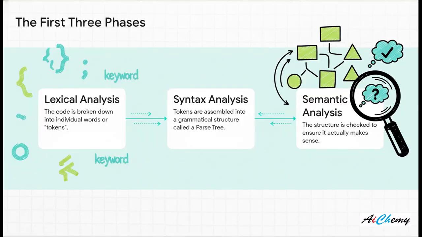So it all starts with lexical analysis. This phase just chops your code up into individual words, or, as they're called, tokens. Then those tokens get passed to the syntax analysis phase, which is basically the grammar checker. It arranges everything into a structure, a kind of sentence diagram for code. And then finally, we get to our star player, semantic analysis. It takes that perfectly built structure and asks the most important question. Okay, this looks nice, but does it actually mean anything?